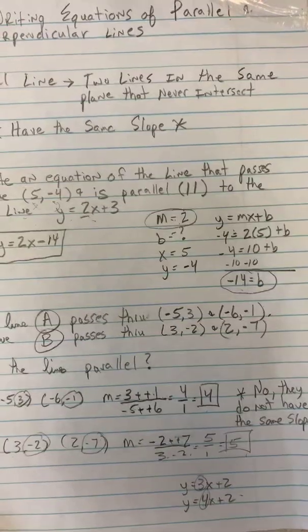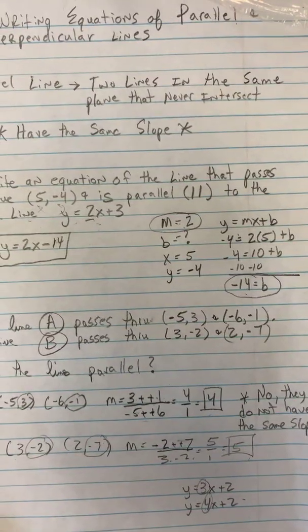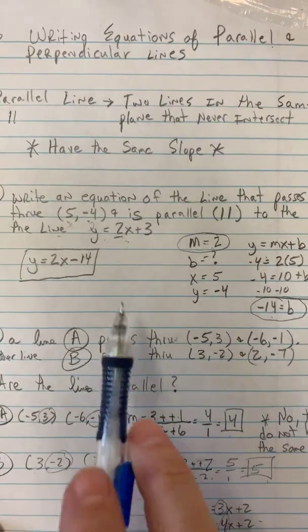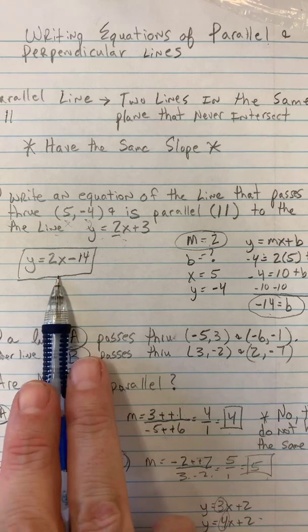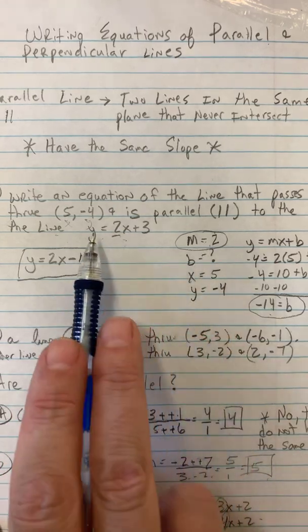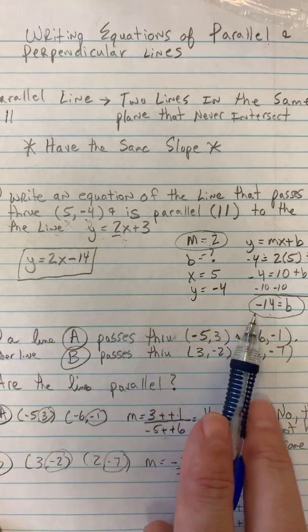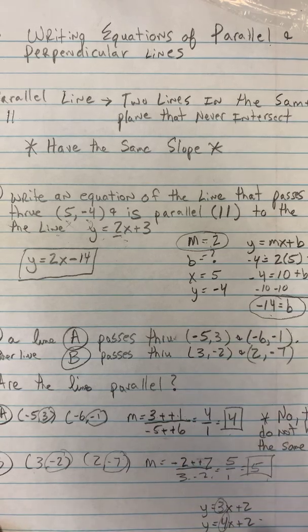That is parallel. Big takeaway: parallel lines have the same slope, and we can write equations of lines that are parallel to each other by figuring out a slope, using that slope, and taking the information given so I can find my b.